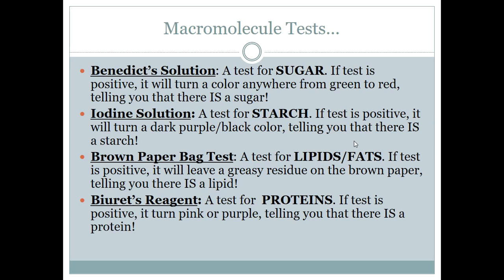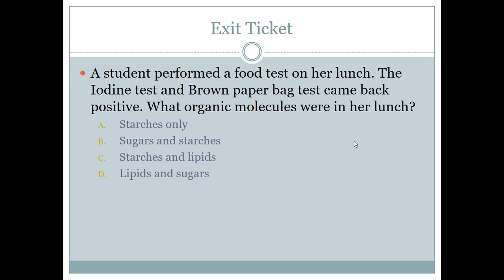When we use a brown paper bag, we're testing for lipids or fats. If it is a positive test, it will leave a greasy, translucent residue on that brown paper bag, letting us know that lipids are present. And finally, that biuret solution is the test for proteins. If it is a positive test, it could turn a pink, purplish, periwinkle color that will let us know that there are proteins present. So, just to practice with those chemical indicators, take a moment now to pause this video to try to answer this question.